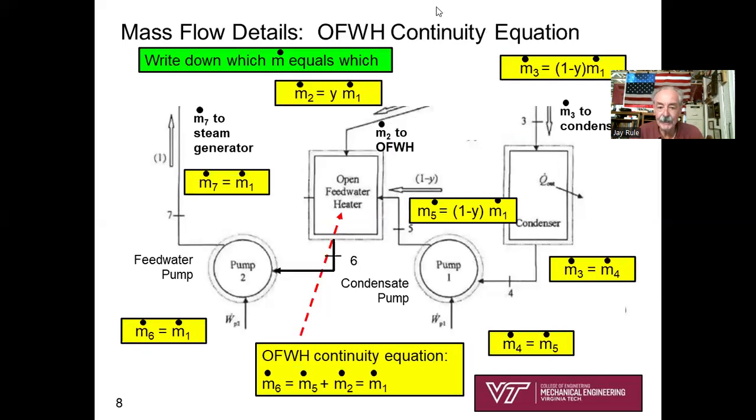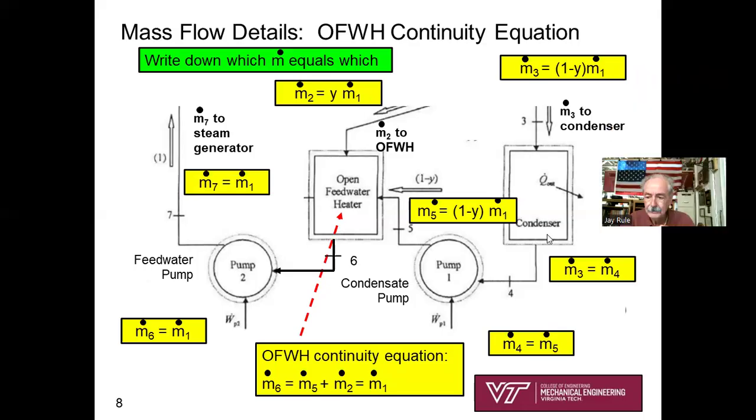Before we get to this complex slide, the continuity equation for the open feed water heater. I've already said some things about this. So recognize m.2, what's coming into the open feed water heater, is equal to y, some number less than 1, times m.1. That's the extraction steam fraction. Over here, what's coming into the condenser? m.3. That equals 1 minus y times m.1. Okay, well, what's coming out of the condenser? m.3 equals m.4. Okay, fair enough.